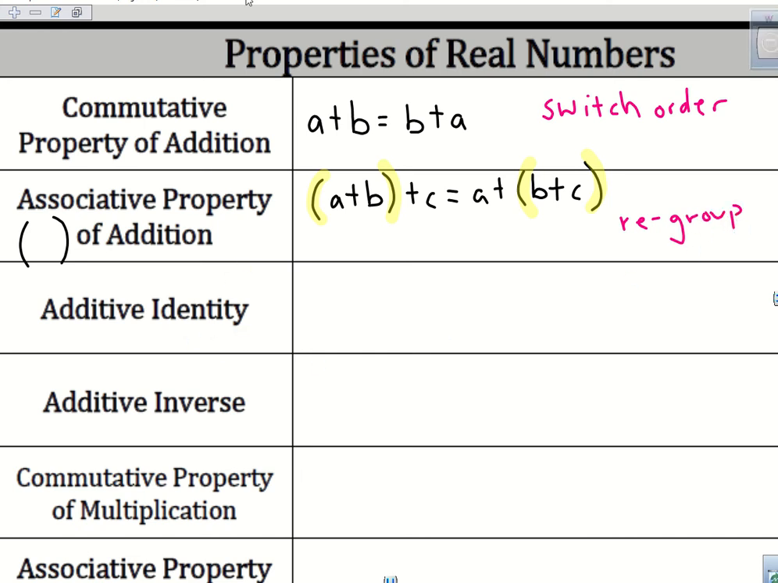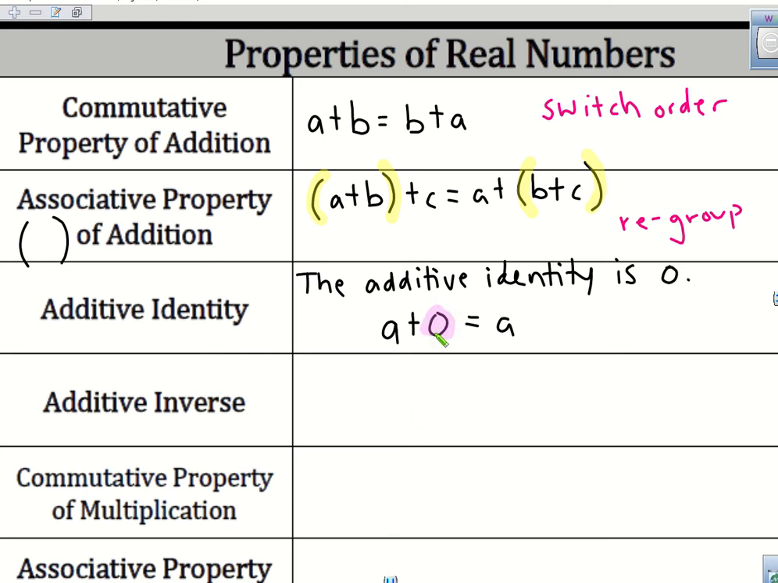Additive identity. I want you guys to write here, the additive identity is 0. Okay. In other words, A plus 0 equals A. So you're thinking what number can you add to a number to yield the same result? Okay, the only thing you can add, for example, 2 plus what equals 2? Okay, 2 plus 0 equals 2.